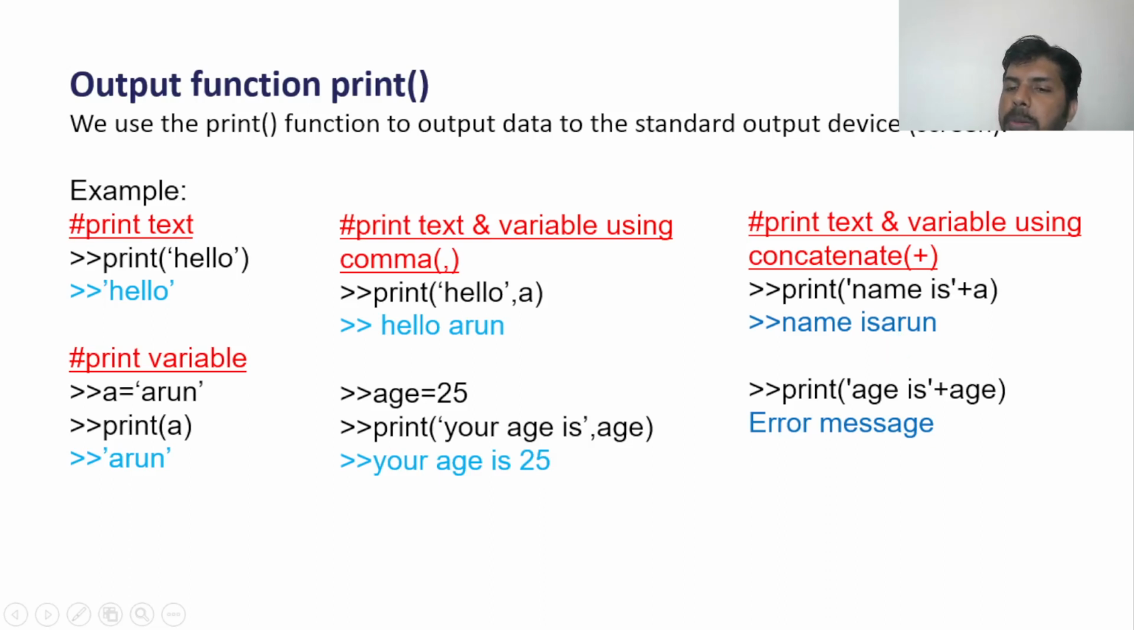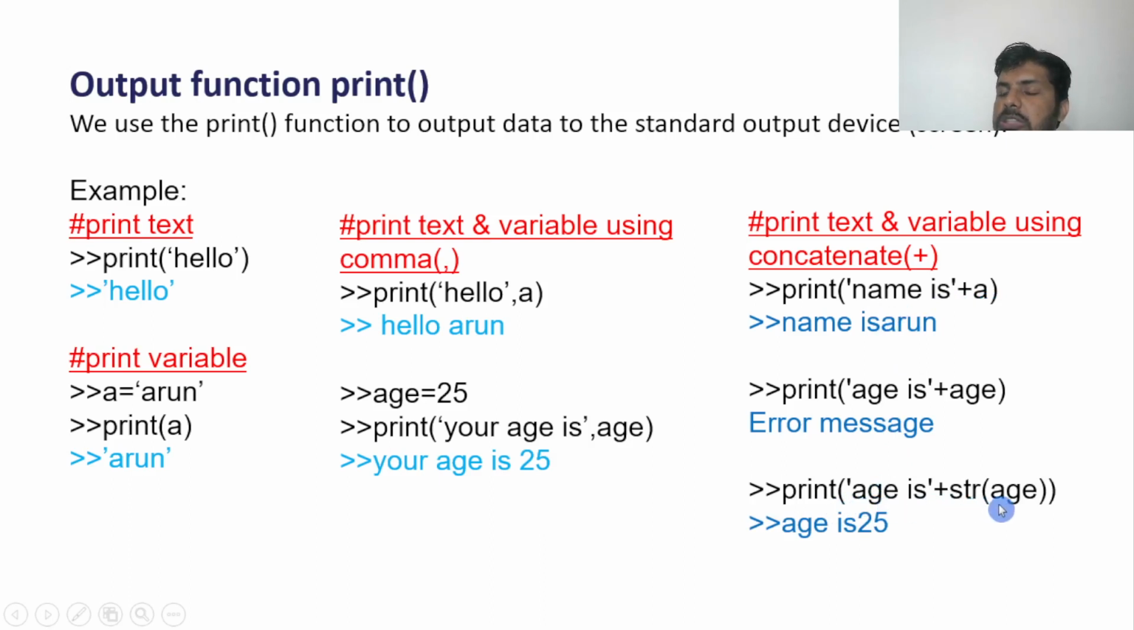Suppose you want to print an integer: print age is plus age, you'll get an error message. Why will you get an error message? Because the concatenation operator, the plus symbol, works only for strings. So what we can do is convert this integer into a string and then print. For example, you can see here age is plus str. If you want to use the concatenation operator, you have to convert integers and floats also into strings, then only it will work. You can see your output: age is 25. Nice, right? So let us see a small example in Python.